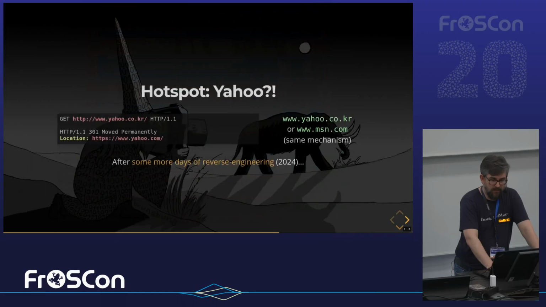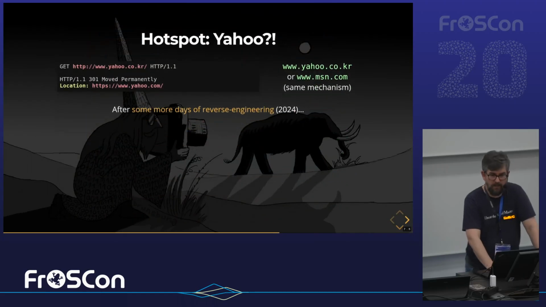So we need to look into the firmware of this camera after looking at what happens on the network. And on the network, the camera is doing a request to yahoo.co.kr. So this is a Korean Yahoo web page. And the response from the Korean server is, at least in 2025 and was also in 2024, a redirect to yahoo.com, their international site. And yeah, some of the cameras were asking for Yahoo, others were asking for msn.com.